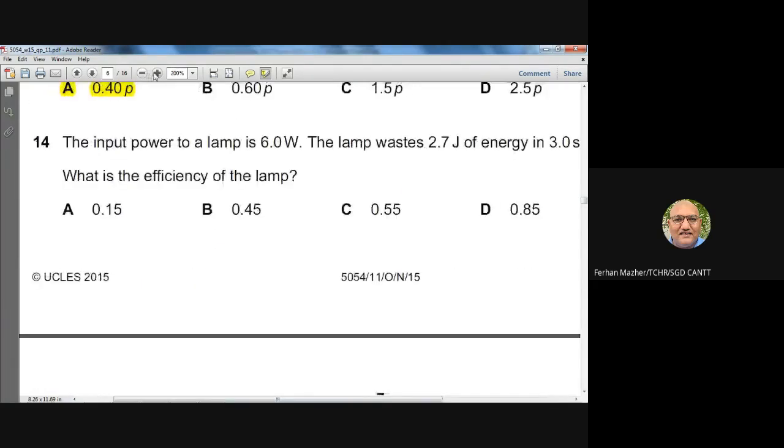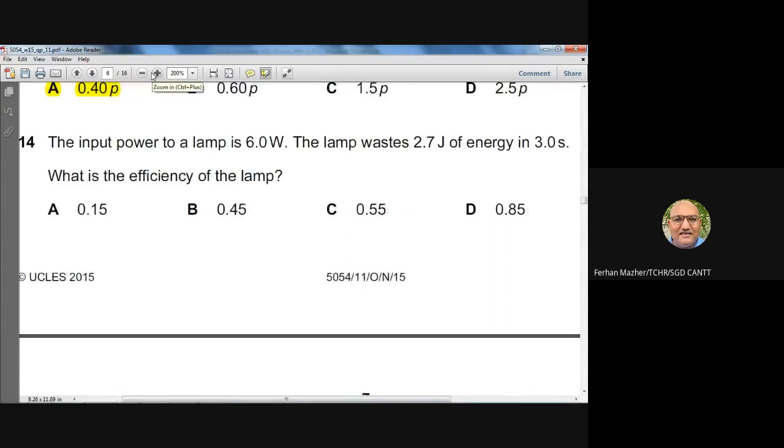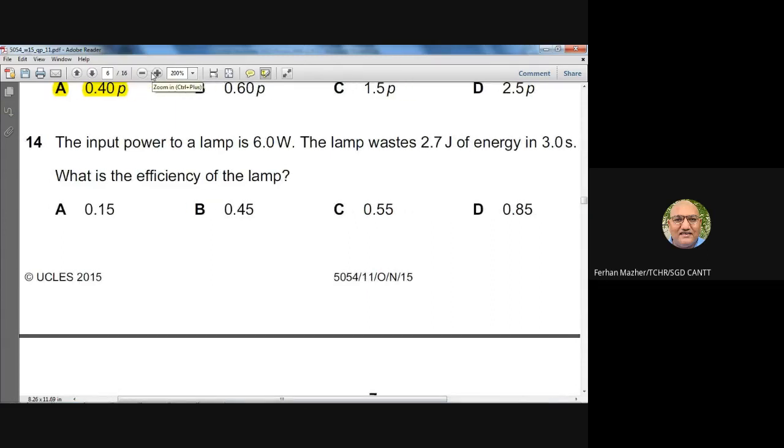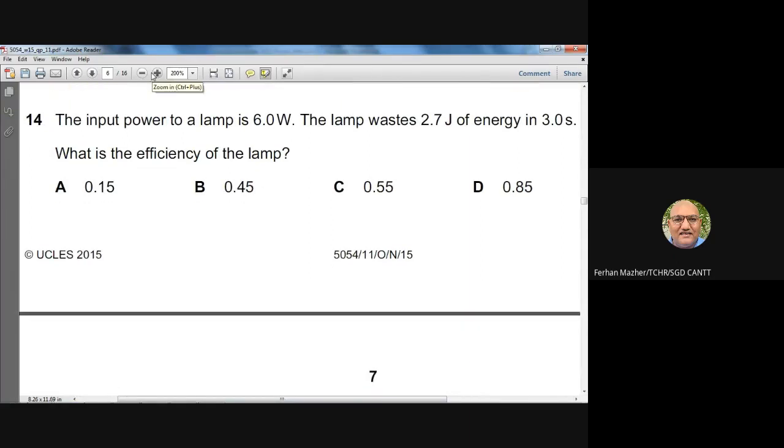So the next question on your screen. The input power to a lamp is 6 watt. The lamp wastes 2.7 joule of energy in 3 seconds. What is the efficiency of the lamp? The input power of the lamp is given, the time is given, the wasted energy is given. We want to find out the efficiency of the lamp.